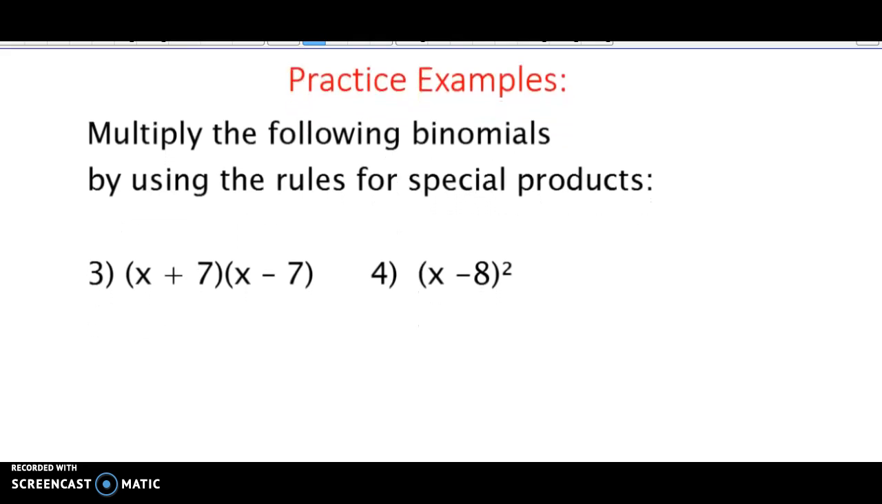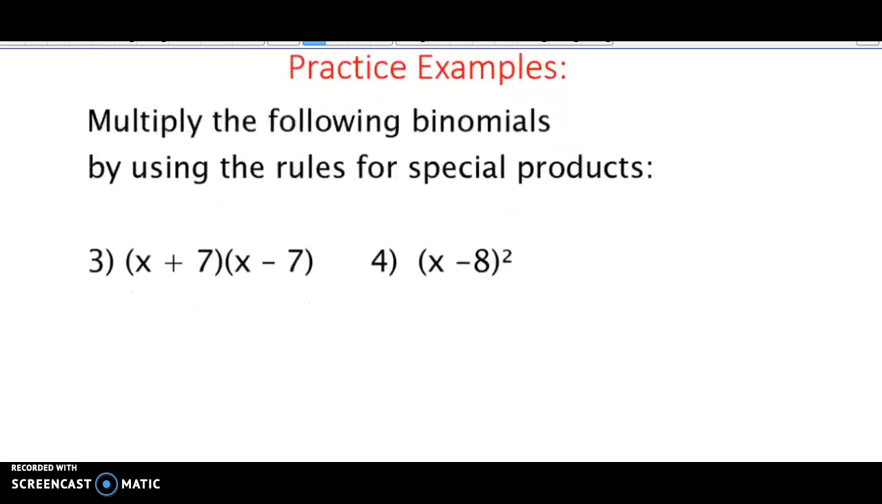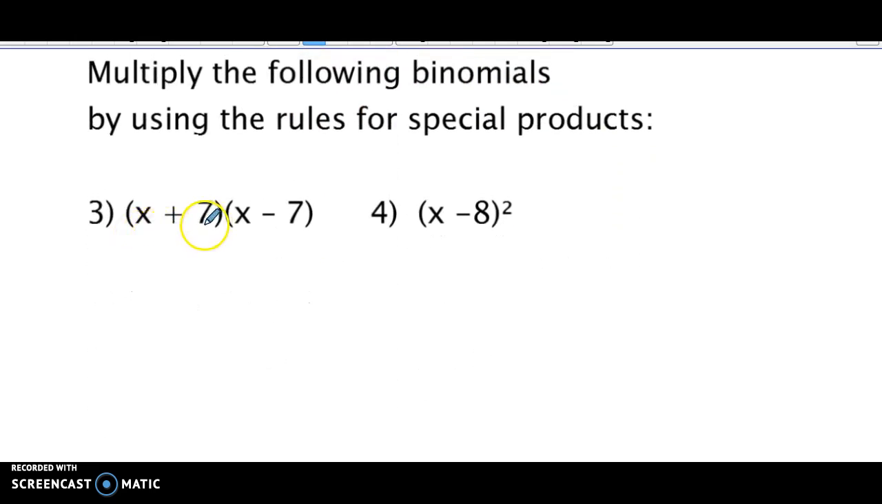Let's put this into practice with a few more that may look different. So we're going to multiply these binomials by using the rules for special products. So on this first one, I have x plus 7 times the quantity x minus 7.